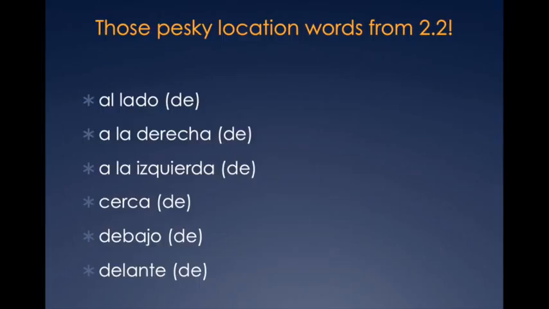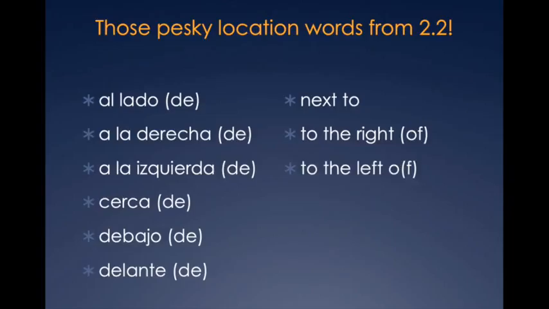From chapter 2.2, there are location words that we need to remember. Anytime you're using location words, like the pencil is on top of the desk, that's going to be used with estar. So those are also giveaways for when you're going to use one over the other. Al lado means next to. A la derecha means to the right of. A la izquierda means to the left of. Cerca de means close to.